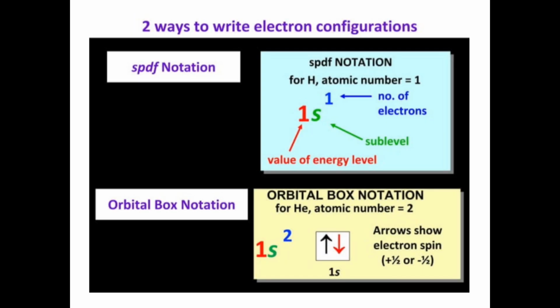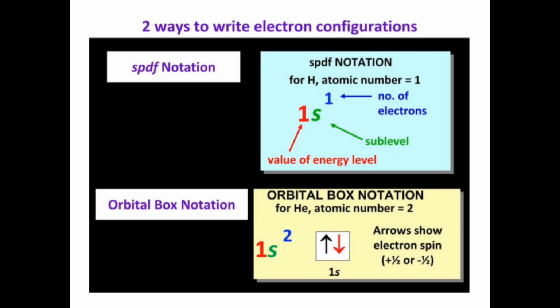Now quickly, let's look at two ways by which we can write electron configurations. Actually it's three ways, but for the purpose of this video we'll be focusing on two. We have the SPDF notation and the orbital box notation. In SPDF notation, let's go back to the hydrogen that we were using earlier. You have 1s, where 1 shows the value of the energy level and s shows the sublevel. And then we have 1 showing the number of electrons to be 1, and of course the atomic number of hydrogen is 1.